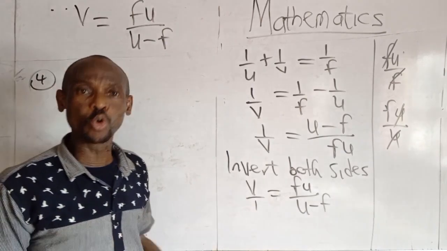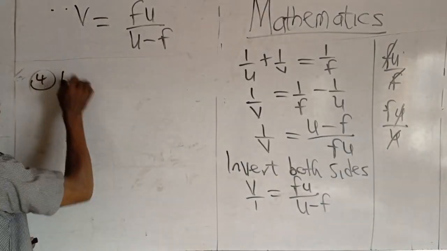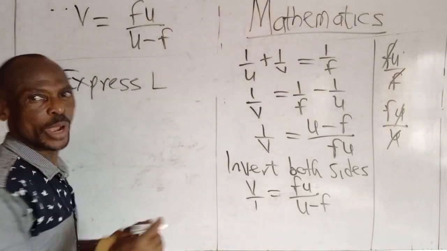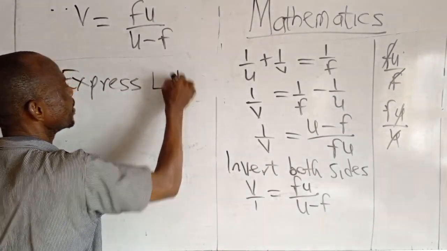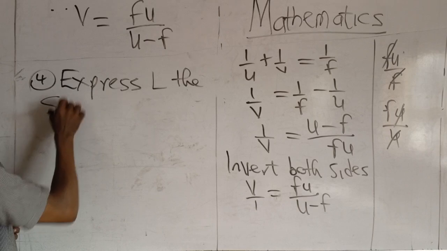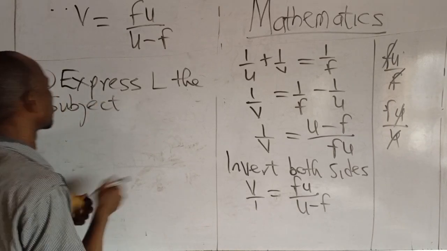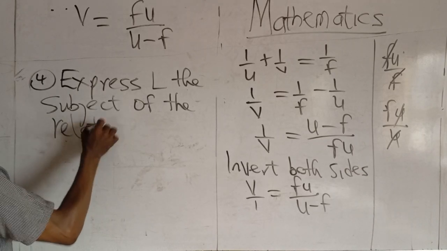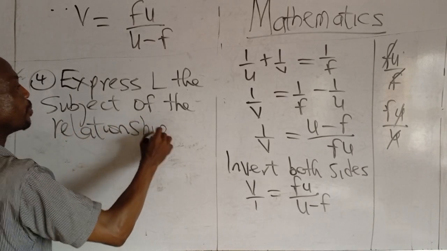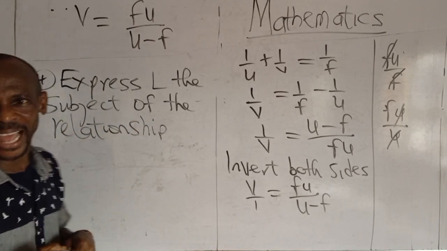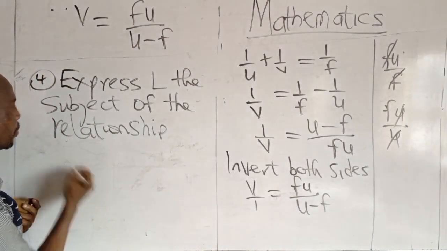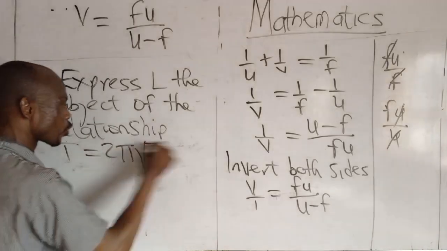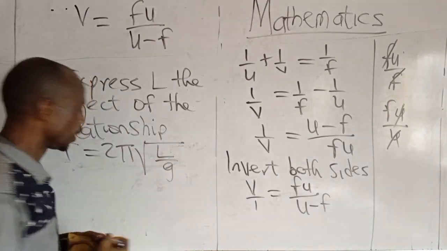Okay, so we are going to look at question number 4. Express L the subject of the relationship. We are going to express L the subject of the relationship: T is equal to 2 pi square root L all over G.